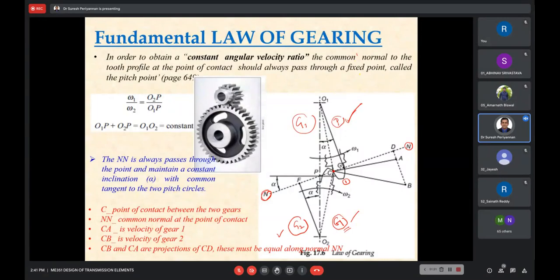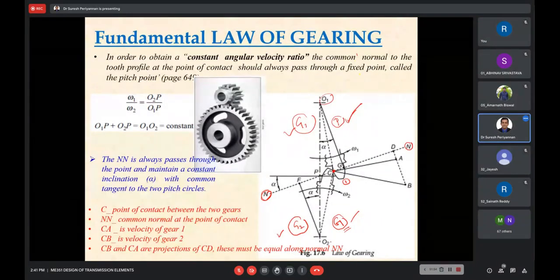You may consider gear two, gear one, like that, no problem. But what is the C here? C is nothing but the point of contact between teeth of two gears. Now, this is the center. O1 is the center of gear 1. O2 is the center of gear 2.